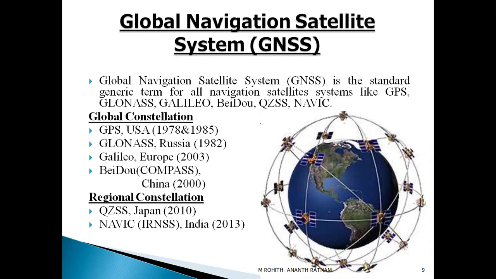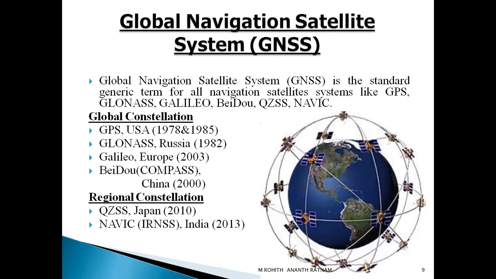Now we are going to see what GNSS satellites we have. Actually, we are using only GPS satellites, but apart from GPS we also have GLONASS, Galileo, and BeiDou. Let us see here. You can see the global constellation satellites are GPS, designed by the USA, GLONASS by Russia, Galileo by European countries, and BeiDou by China. So we have these four countries giving us global navigation systems.